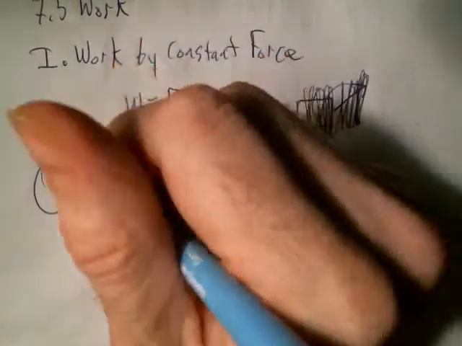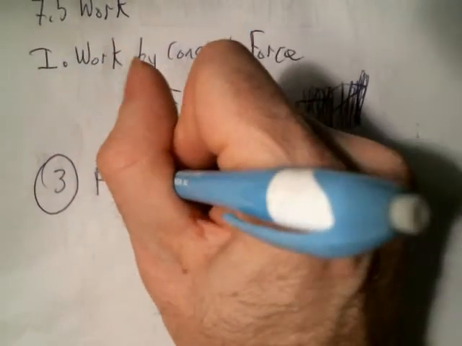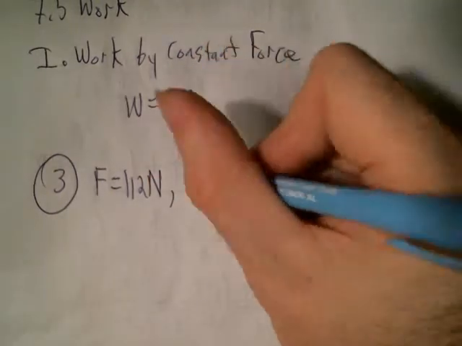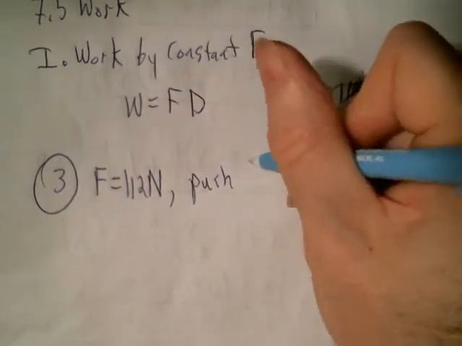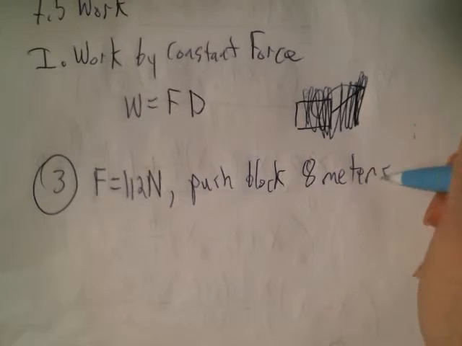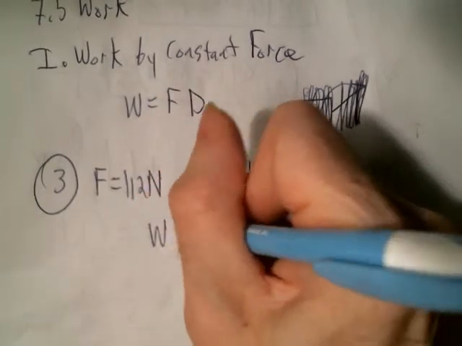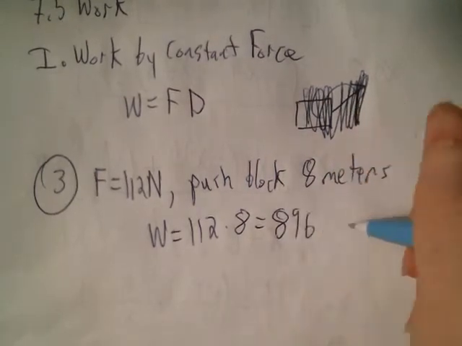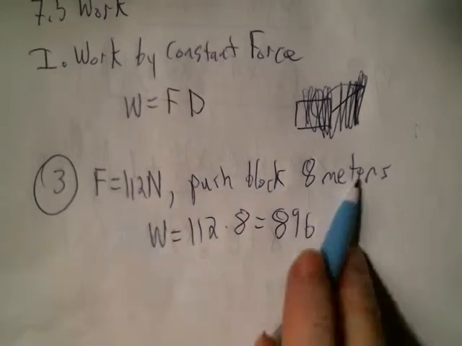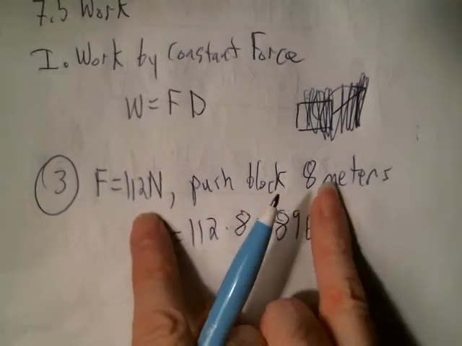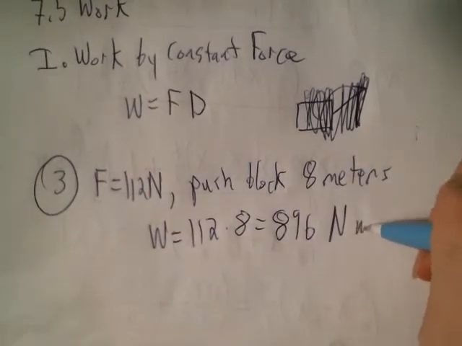Okay, so problem 3, they start you out easy. You're given a force of 112 newtons, and then you want to find the work done by pushing the block 6 meters, or rather 8 meters. So you'll note that's easy. The work is just 112 times 8, which is 896. And for the units, you can just borrow whatever units you're working with. Make sure within the problem everything's consistent. But if you're given newtons and meters, just leave your answer in newton meters.